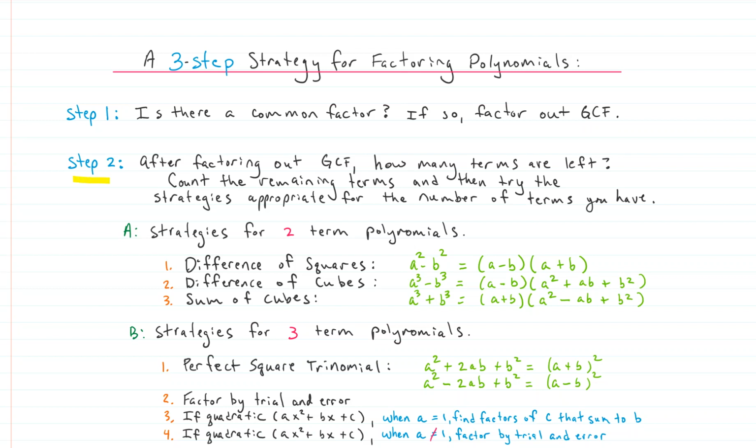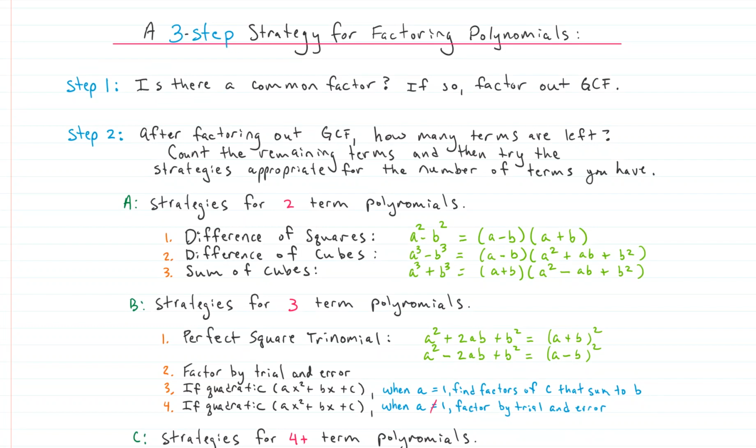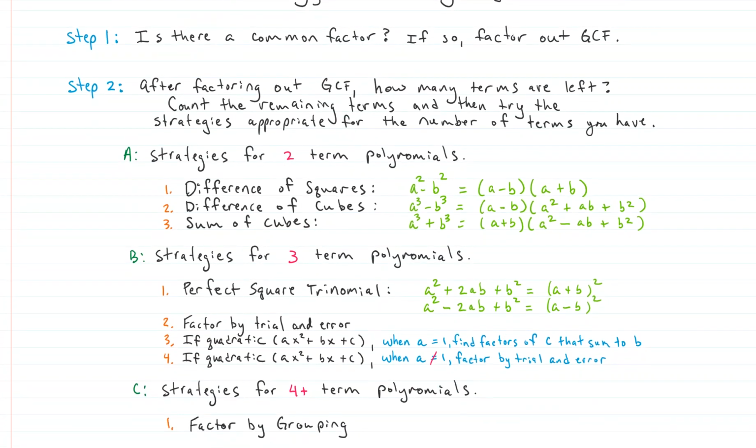Step 2 is we count the terms. How many terms are left once we've pulled out the greatest common factor? And we proceed in choosing a strategy according to the number of terms that we have. The first group of terms would be the two-term polynomials. So we have strategies for polynomials with 2 terms, polynomials with 3 terms, and polynomials with 4 or more terms. So everything that you might come across will fit into one of these categories.